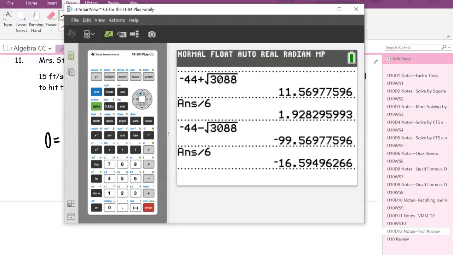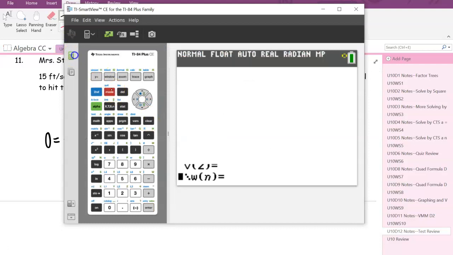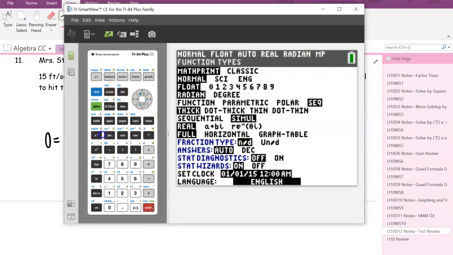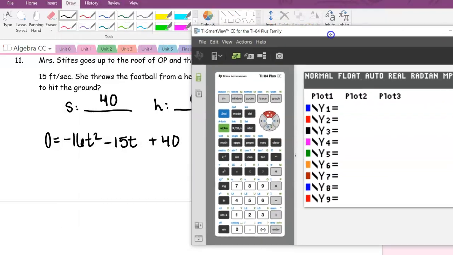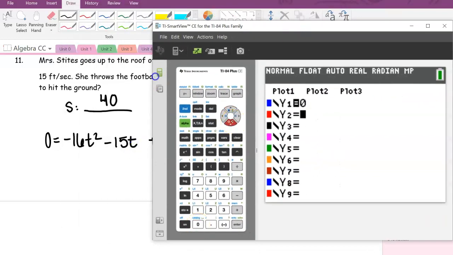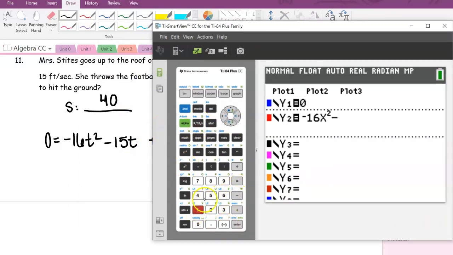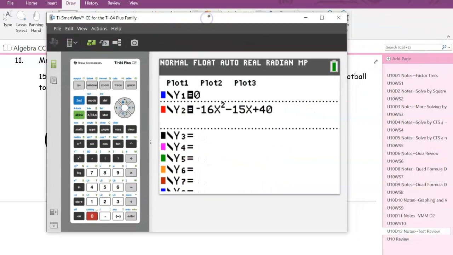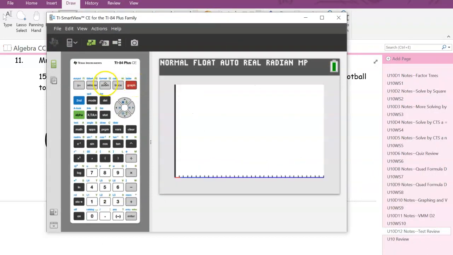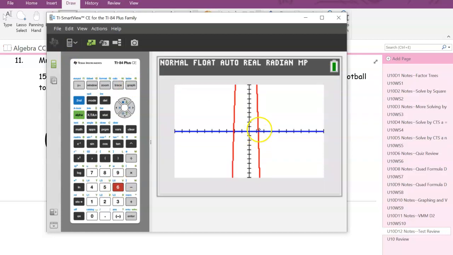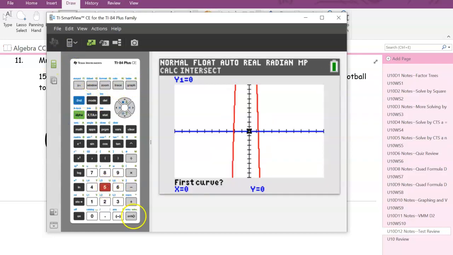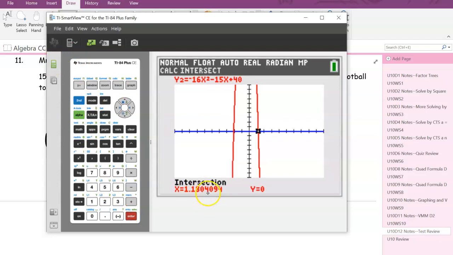Okay, and this time I'll use my calculator. Oh, gotta be in the right mode. Okay, let's start over again. This time I'll use my calculator. My y1 is just going to be 0, and for my y2, I type everything else in. Then I press graph, and I change my window so that we can actually see it. To find the intersection point, we press second, trace, 5, enter, enter, enter. And we get 1.18 seconds.